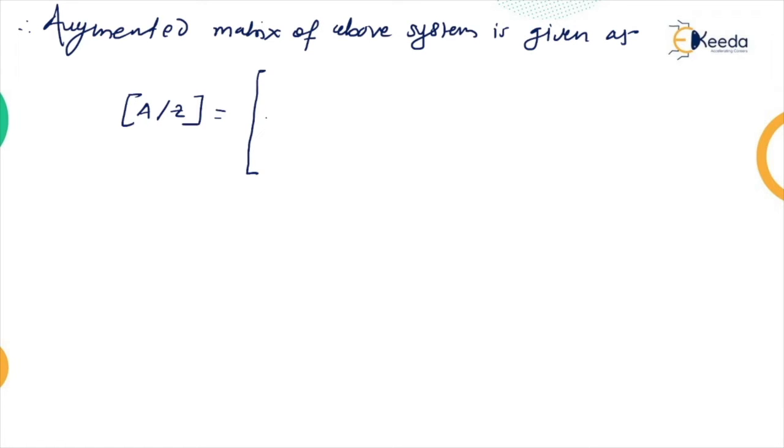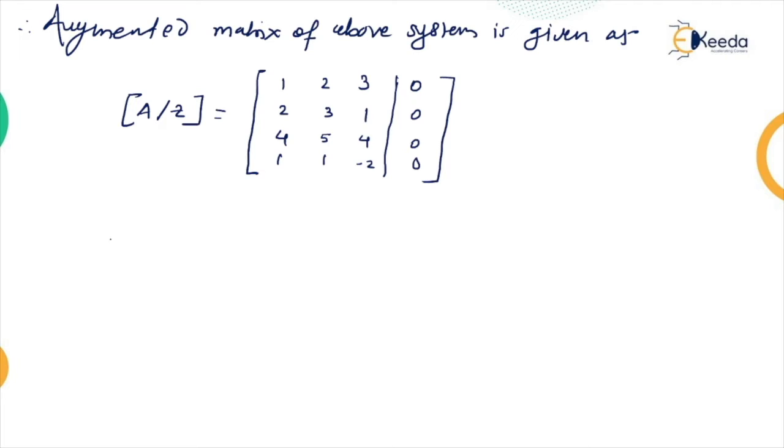So how to write the augmented matrix here? You write the matrix A first: 1 2 3, then 2 3 1, next row 4 5 4, next row 1 1 minus 2. This is matrix A combined with matrix Z, and matrix Z is 0 0 0 0, meaning all elements of this matrix are 0.